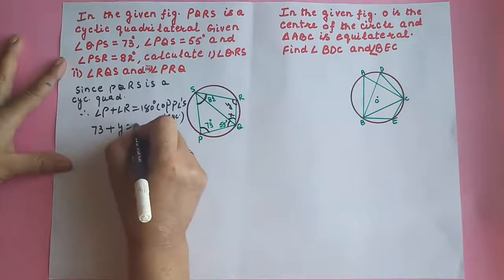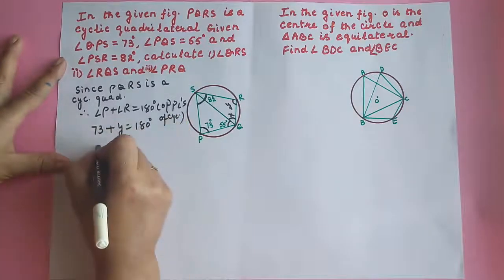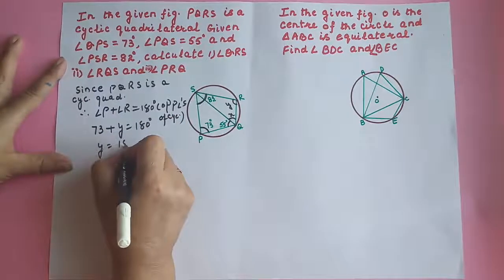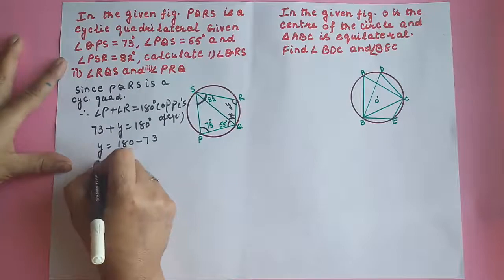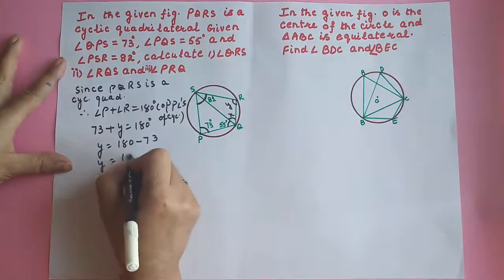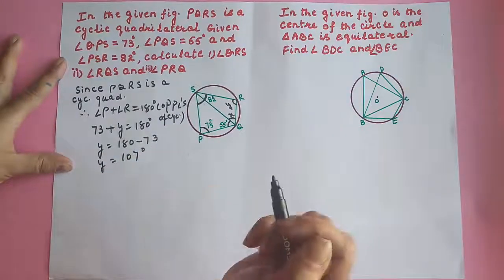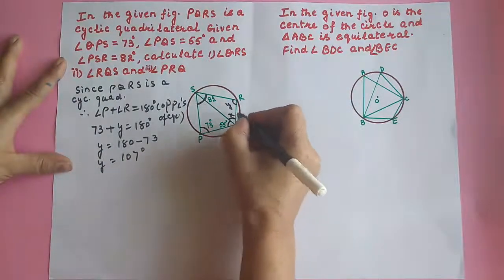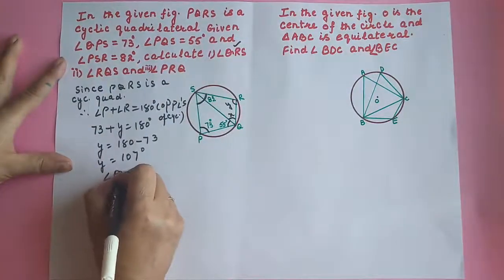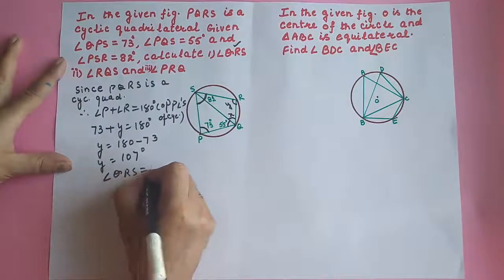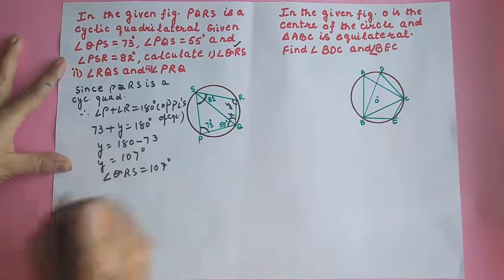Now angle P is given 73, so we will replace this as 73 plus Y equal to 180. So my Y is 180 minus 73, which is 107 degrees. So I have found angle QRS. That's your first part. So angle QRS is equal to 107 degrees.